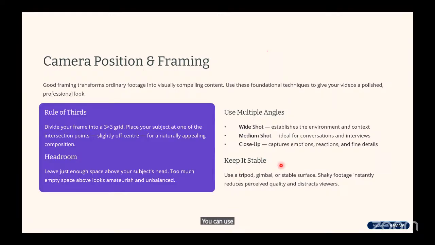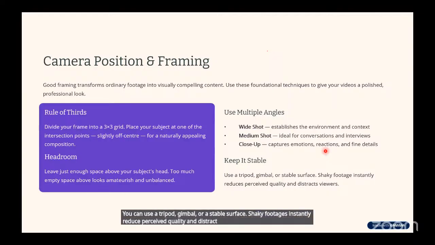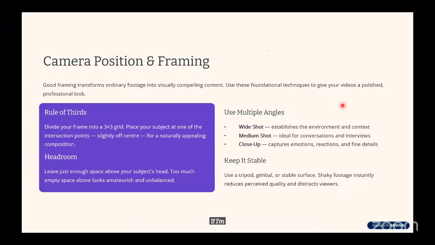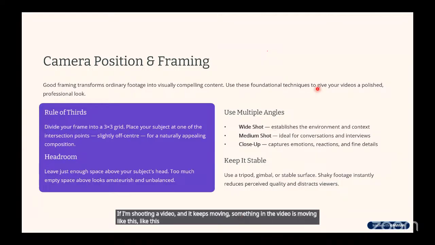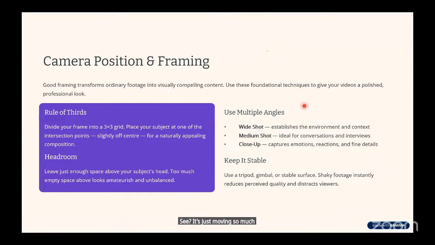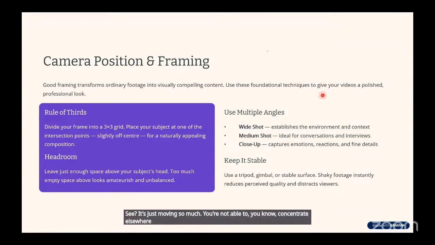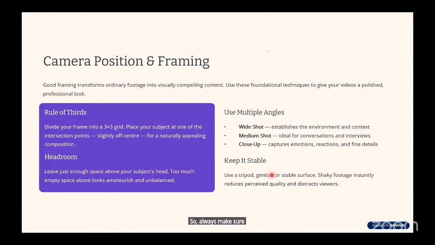You can use a tripod, gimbal, or a stable surface. Shaky footage instantly reduces perceived quality and distracts viewers. If I'm shooting a video and something in the video is moving like this at all times, you will not be able to watch that video. Or even just a laser. See, it's just moving so much, you're not able to concentrate elsewhere. Your entire concentration is on the laser. So always make sure there is no movement.